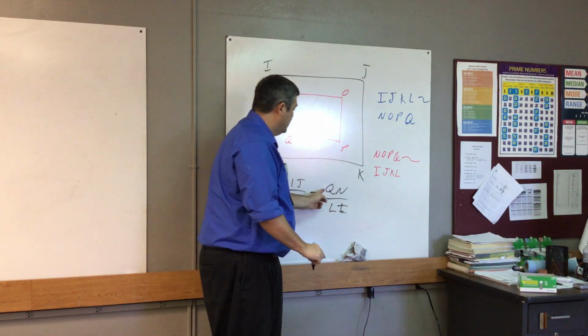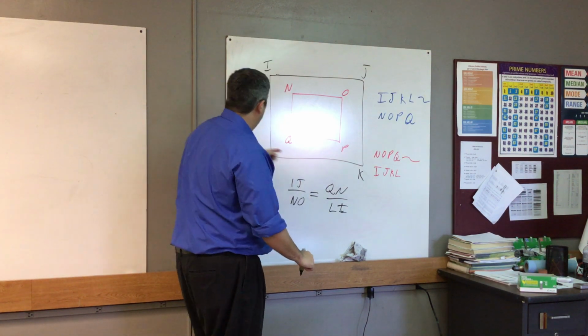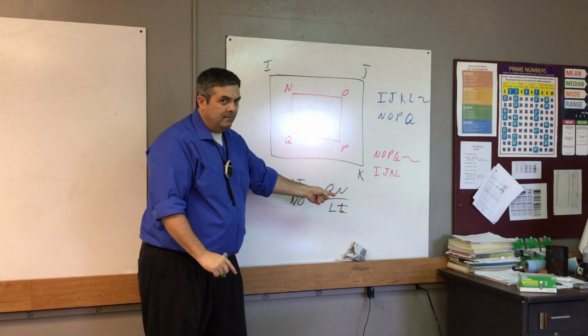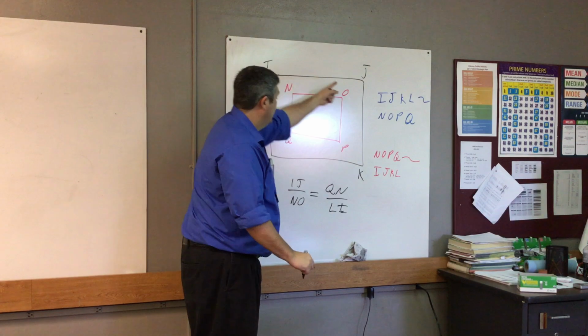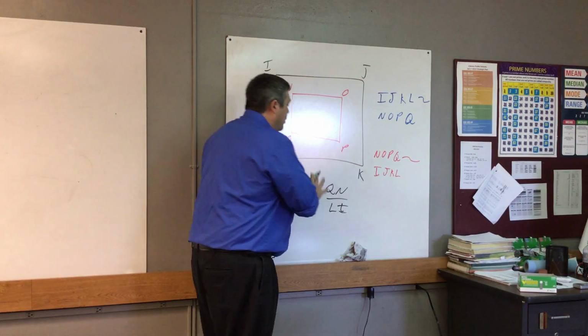And then they do this. QN over LI. Wait. Same to same. It's got to be same to same. IJ over NO, QN over LI. All right. We're going to get back to this.